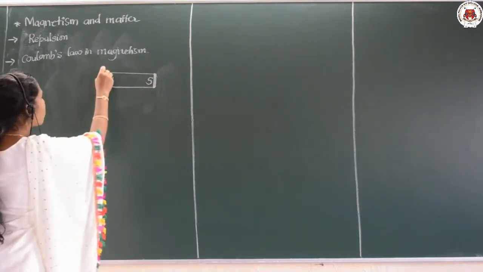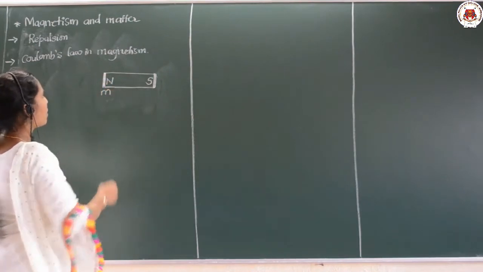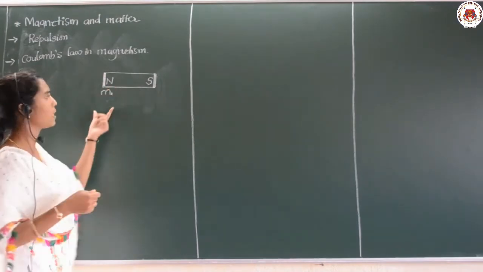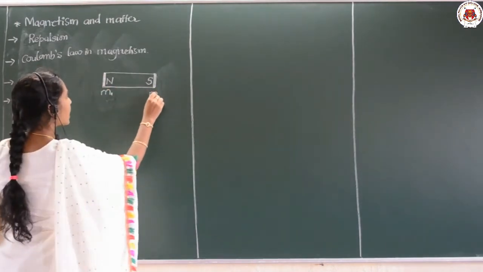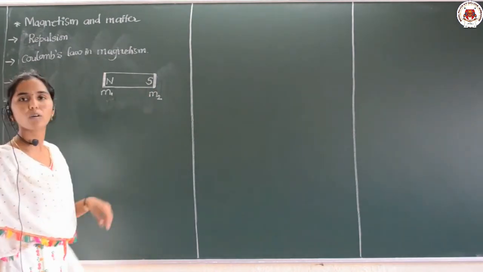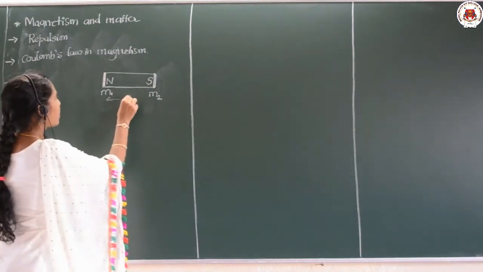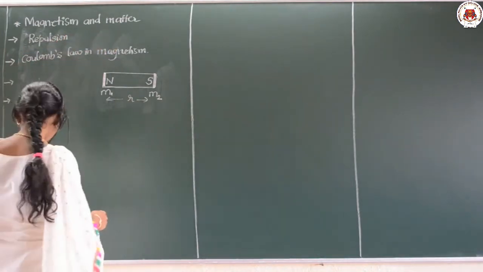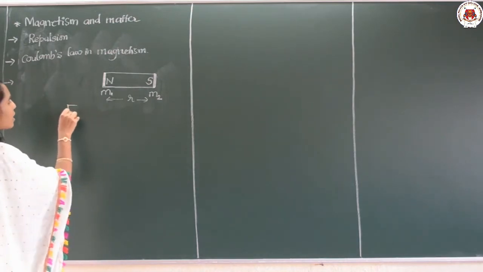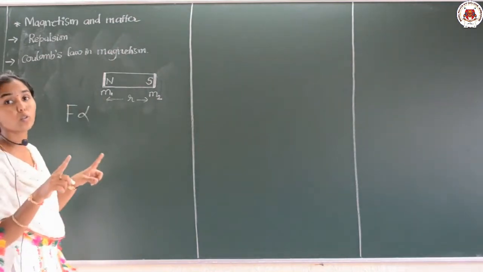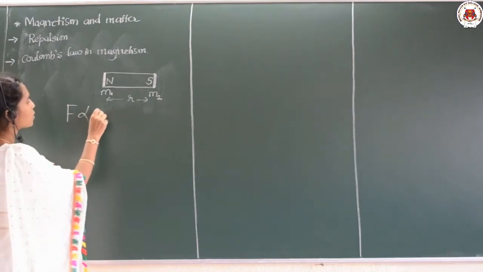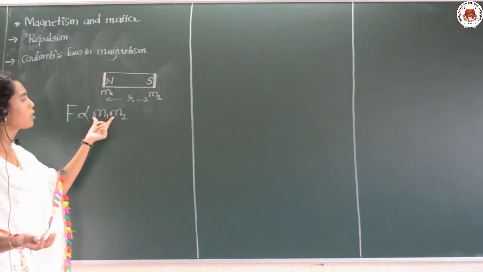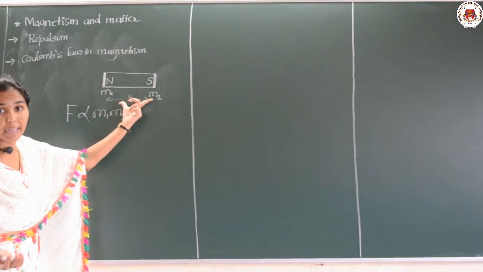Then if small m is represented, this is the pole strength of the north pole. I mention it as m1, and m2 is taken as the pole strength of the south pole, and both the poles are separated by a small distance. Then Coulomb's law in magnetism can be given as: the force of attraction or repulsion between the two poles is directly proportional to the product of the pole strengths of the magnets, right?